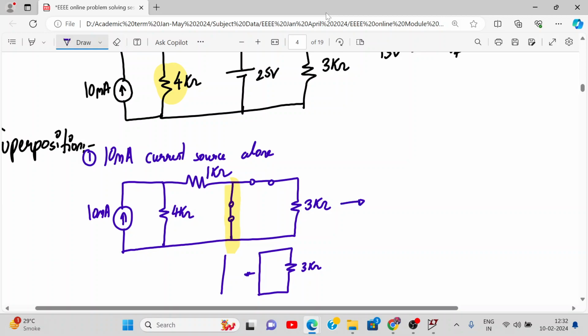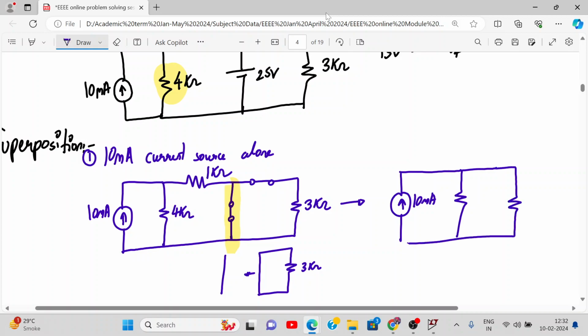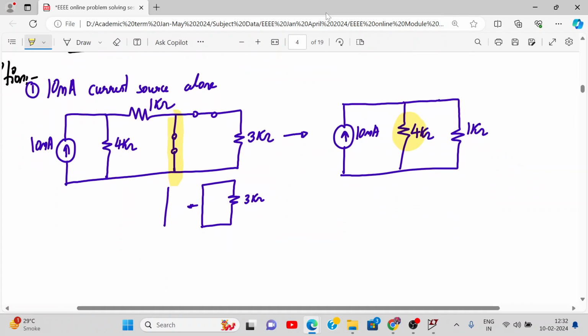So basically this gets transformed into 10 milliampere, and then we have this 1 kilo ohm directly connected over here, right? As it is, it became like this. Yes, but we cannot touch 4 kilo ohm. How will you proceed forward? We want voltage across 4 kilo ohm. So we want V4 dash.